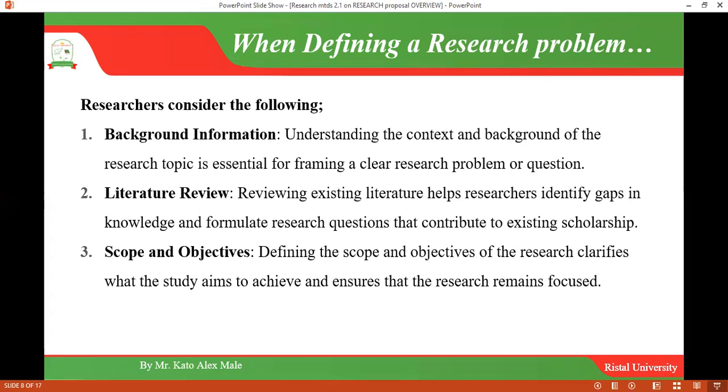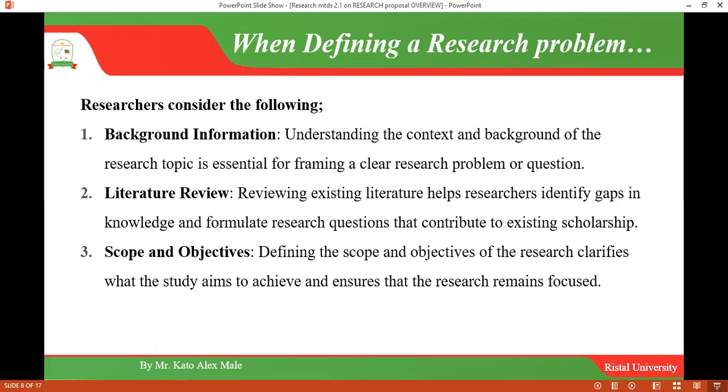Then literature review. Now, this is not the official literature review, but you're beginning the literature review process. Much as you have not started writing much on the literature review, at least you have started reviewing literature to confirm that a gap really exists. So, researchers identify these gaps in knowledge and formulate research questions that will contribute to the existing scholarship of information. You get it. Then scope and objectives.